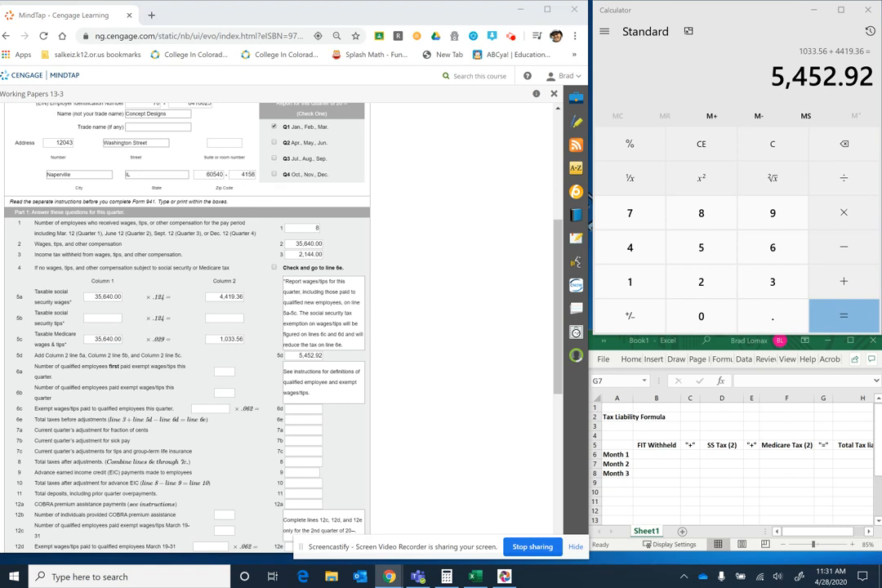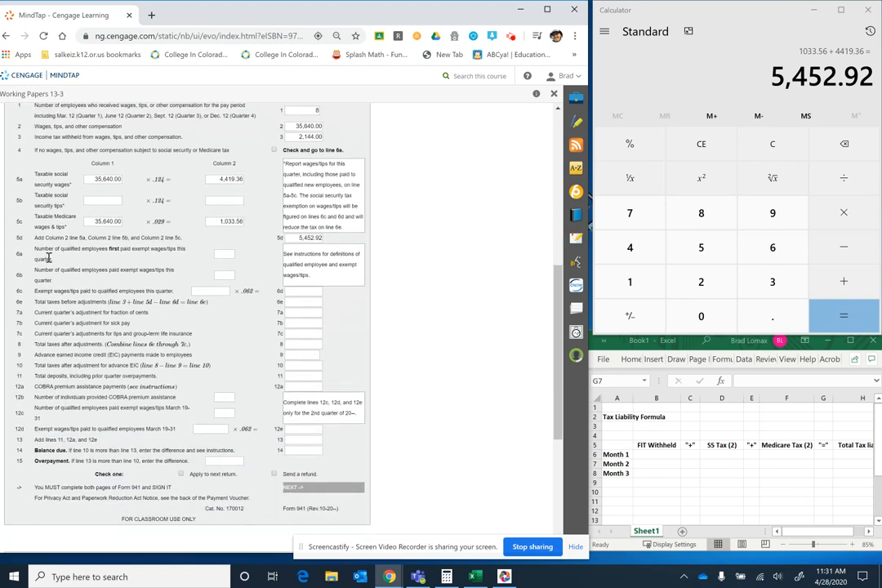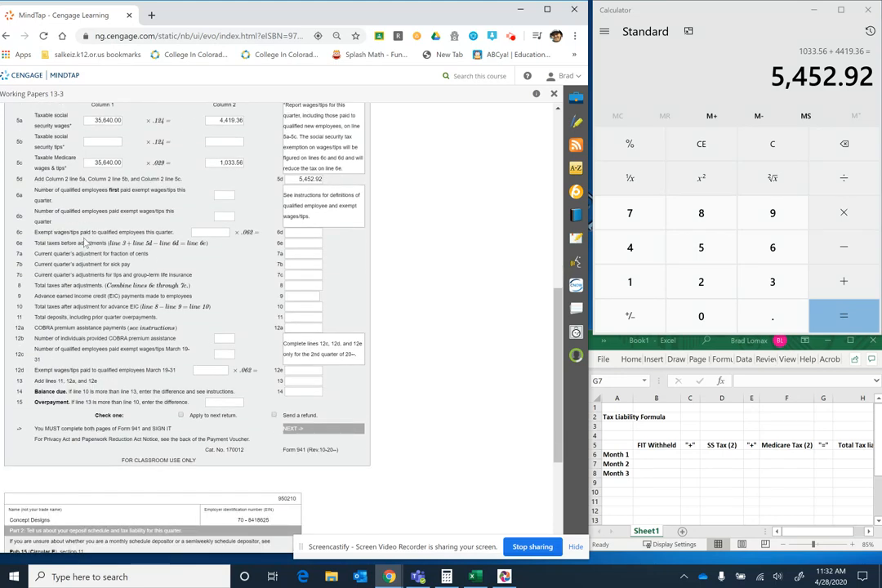Now let's scroll down and take a look at the next thing that we have to do. 6A says number of qualified employees first paid exempt wages. This does not apply to us, so we'll go ahead and skip that. 6B, number of qualified employees paid exempt wages during this quarter. This does not apply to us. If these things were happening, it would be in the instructions, but we don't have anything for this section. Next thing we've got is 6C, exempt wages, tips to be paid to qualified employees for this quarter. We didn't fill anything out here, so there's nothing going on 6C.